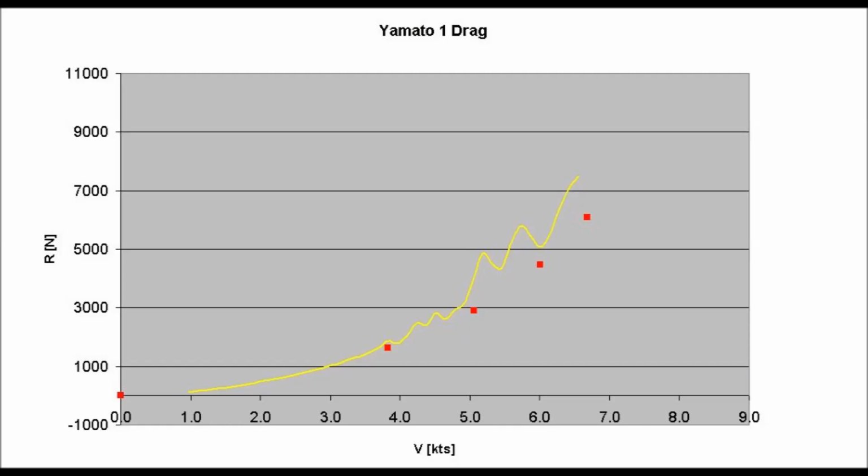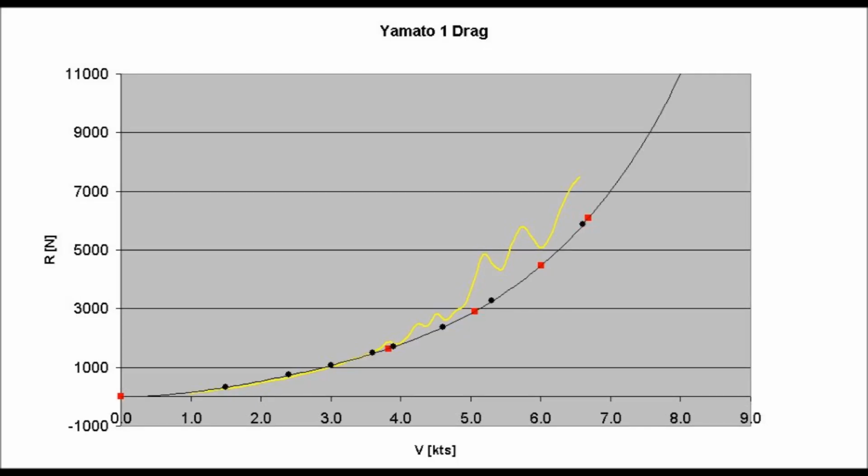The yellow line is the total drag for the Yamato 1 ship, and these red dots are the actual measured values during tow tests. If I plot the trend line through these points and the origin, it gives me a very nice smooth drag curve. The Michelet curve is not a perfect fit, but it's good enough for the purpose of this video.